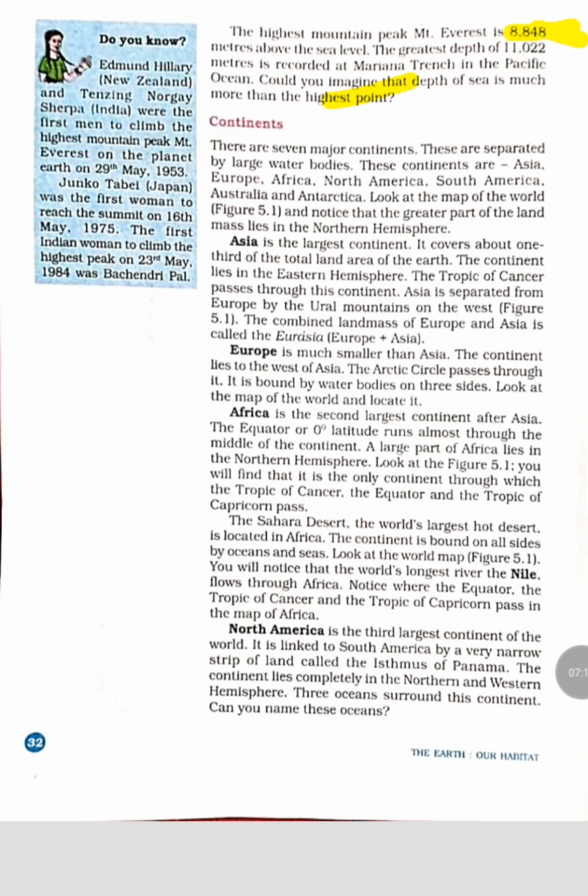We know that there are seven continents and five oceans. The seven major continents are separated by large water bodies. These continents are Asia, Europe, Africa, North America, South America, Australia, and Antarctica. Look at the map of the world, figure 5.1, and notice that the greater part of the landmass lies in the northern hemisphere.